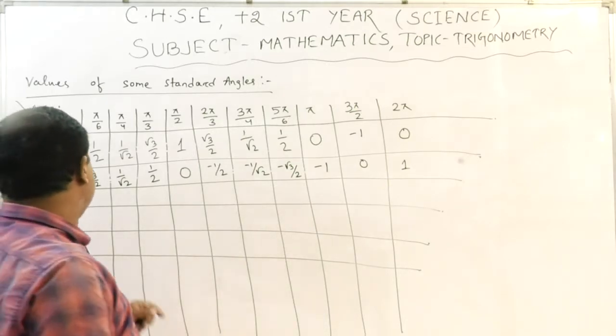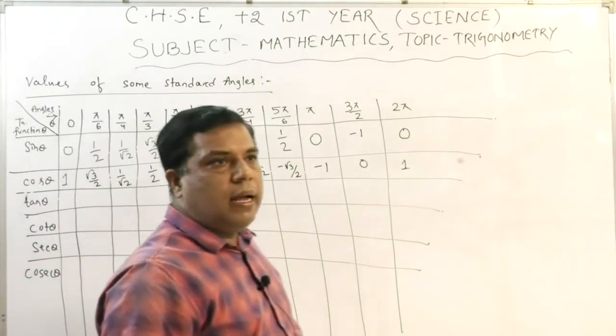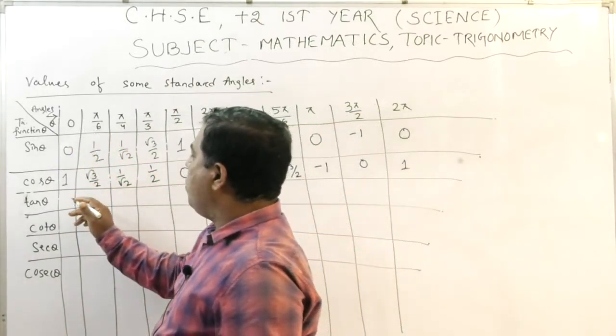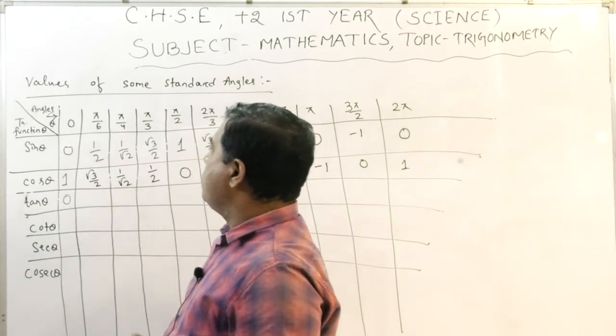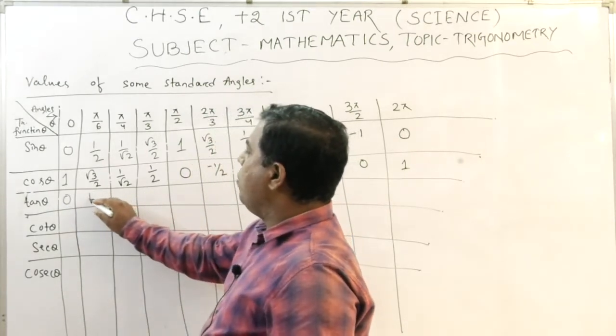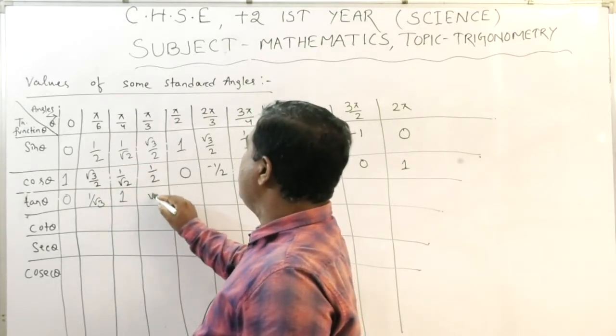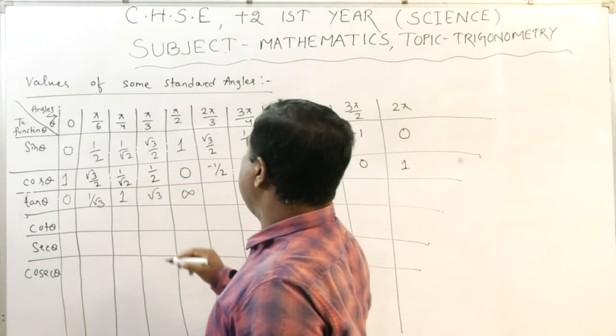Now we will move to the concept of tan theta. What happened about the tan function? You see, it is 0 upon 1, it is 0. Okay, and it is 1 upon root 3. It is 1, it is root 3, it is infinite.